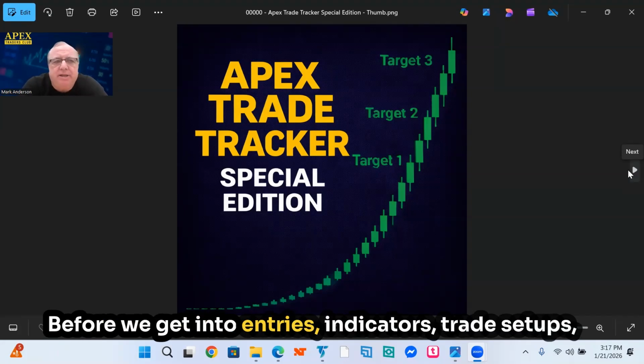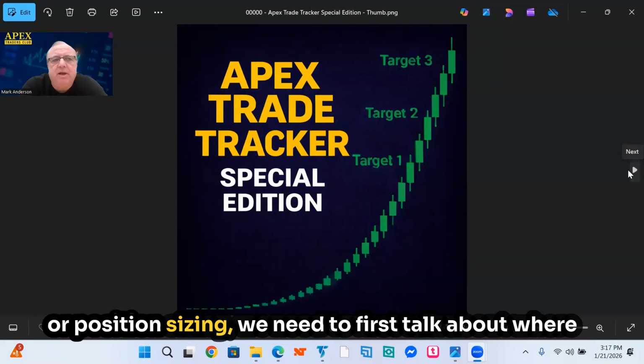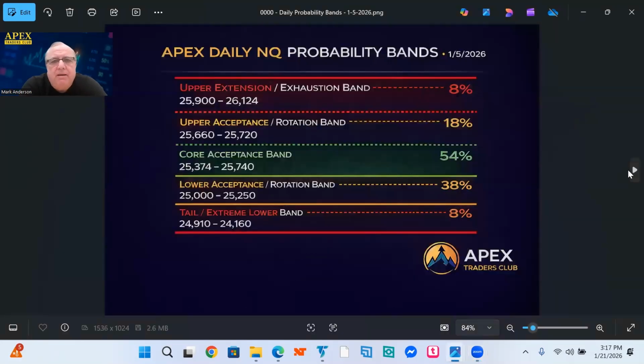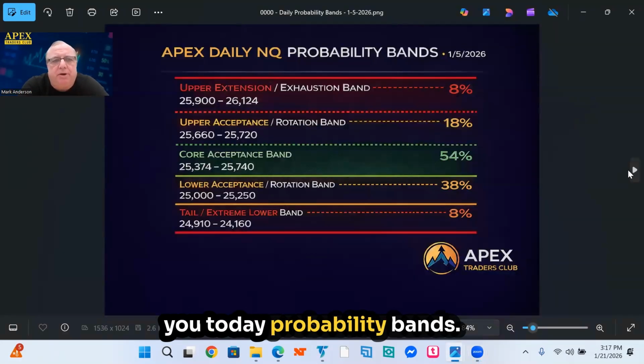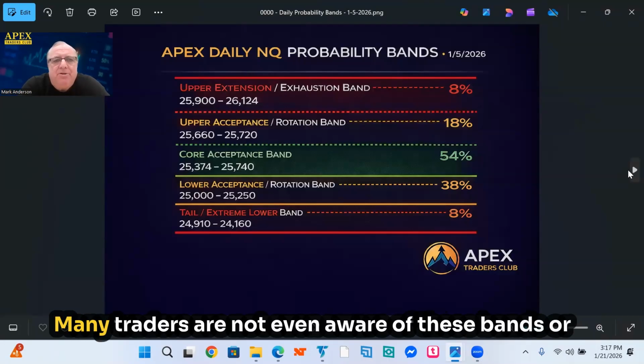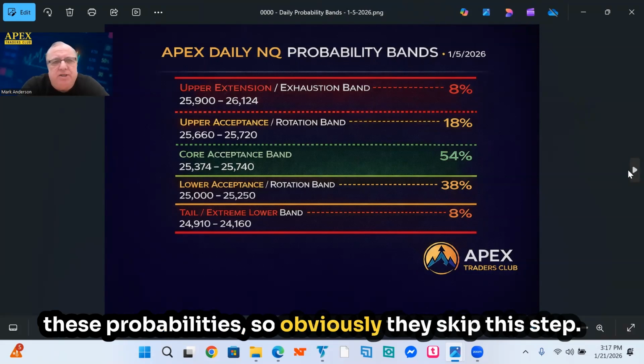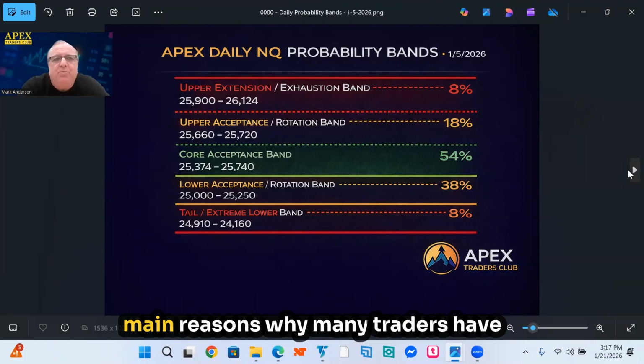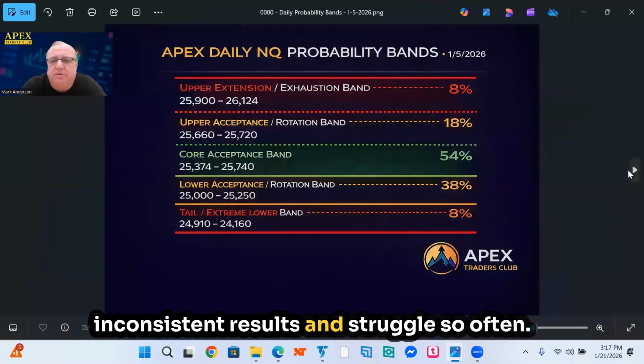Before we get into entries, indicators, trade setups, or position sizing, we need to first talk about where price is operating within the overall market structure. I'm going to introduce to you today probability bands. Many traders are not even aware of these bands or these probabilities, so obviously they skip this step. It's very important. And this is one of the main reasons why many traders have inconsistent results and struggle so often.